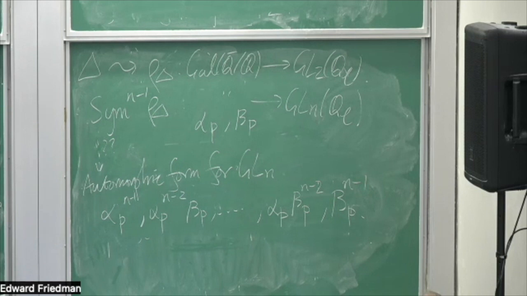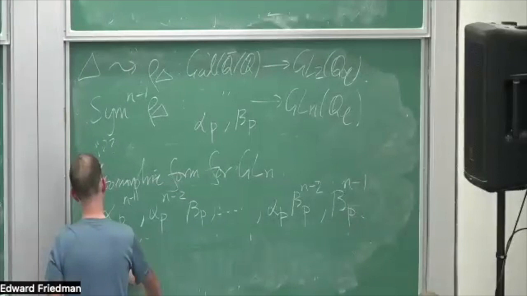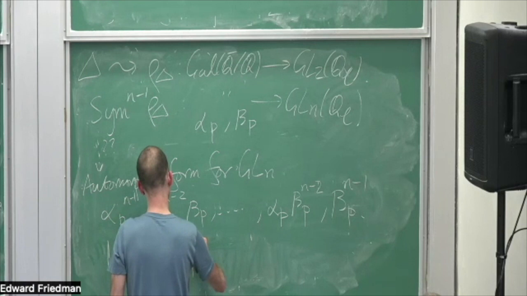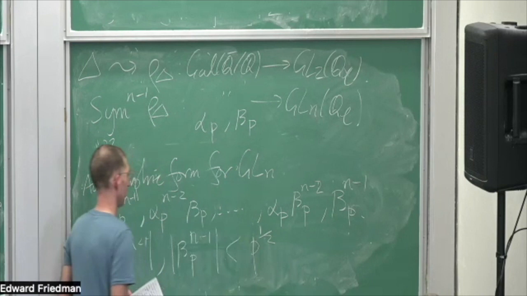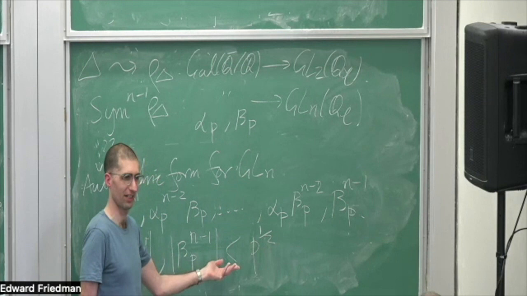But now if we stare at this bound here, we can see something really good has happened, because this tells us that alpha p to the n minus 1 and beta p to the n minus 1 are more or less than p to the half square root of p. And so now, of course, I can just take n minus first roots and let n go to infinity, and I conclude these are bounded above by 1.